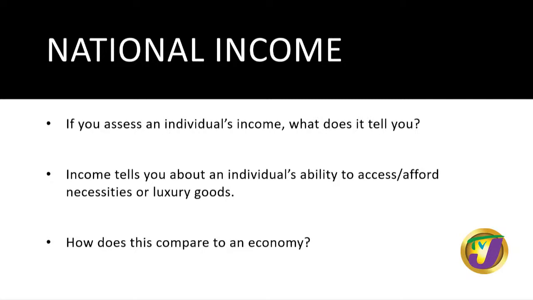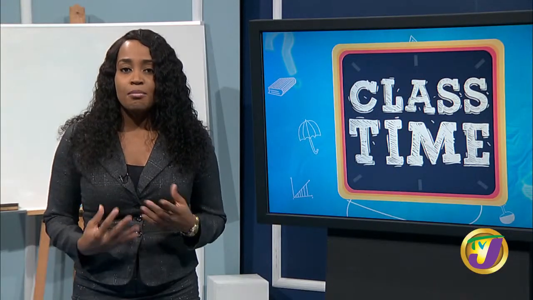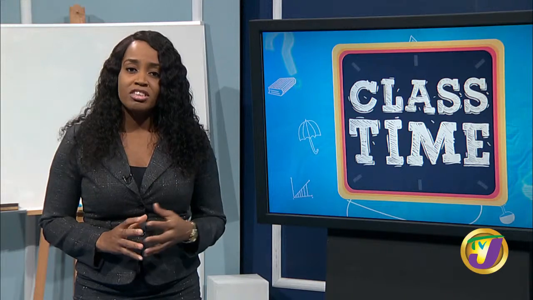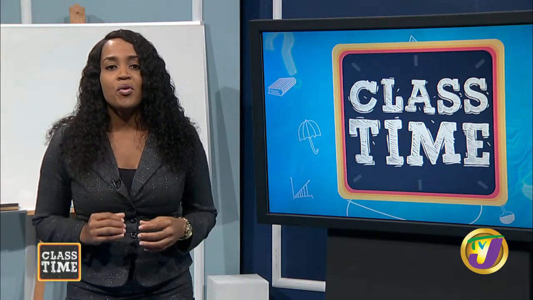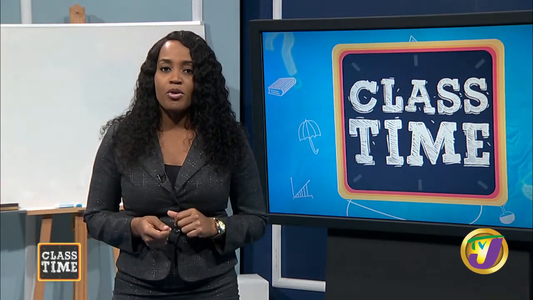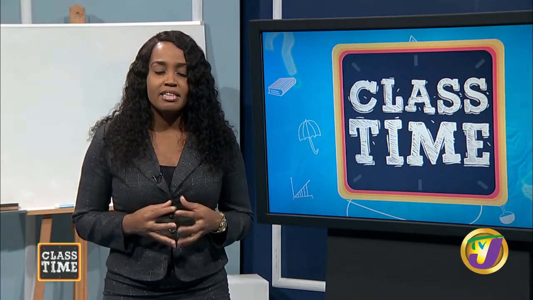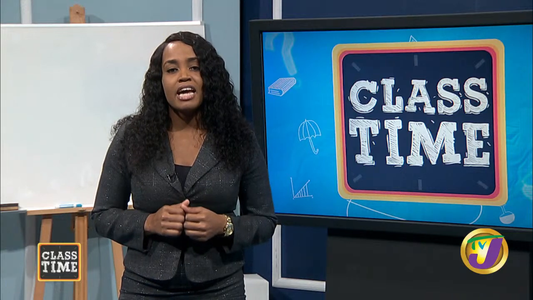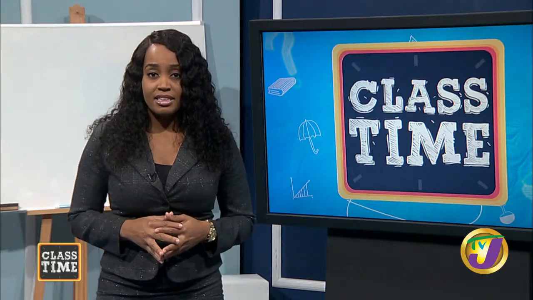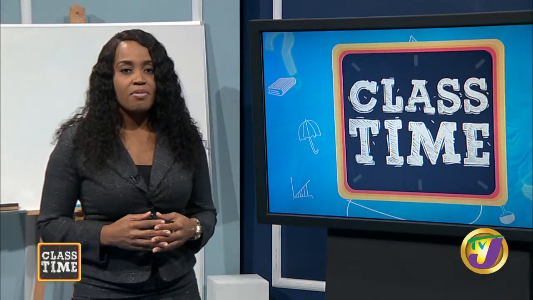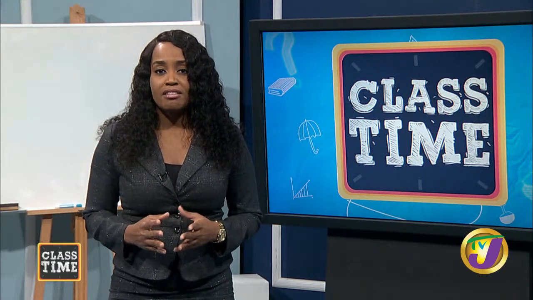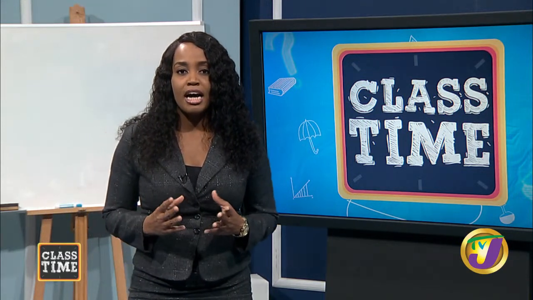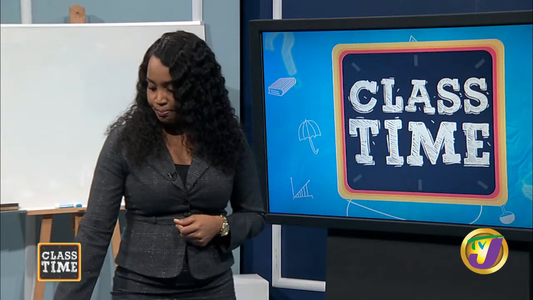What the income tells you about the individual, and it's a similar concept for the economy, is how much they can afford. If you know that a person earns a certain amount of money and you have an idea of what the basic necessities cost, it is an indication that this person can afford to meet their basic needs. And it is also something that economists use when they're looking at a country to make a judgment about the country's well-being.